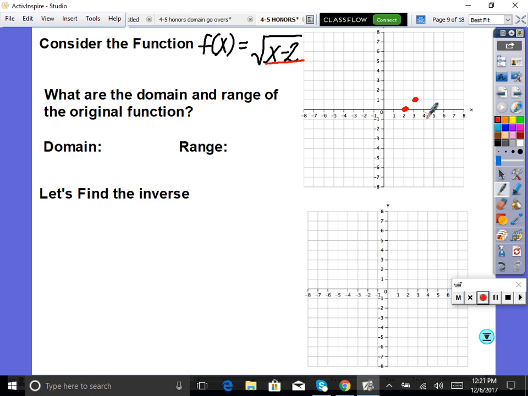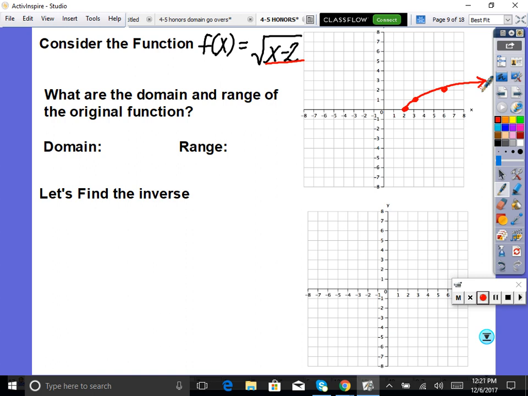Now look, if you plug in 4, it's going to be a decimal because that's the square root of 2. If you plug in 5, that's the square root of 3. If you plug in 6, square root of 4 is? 2. So over 6, up 2. Okay, that's good enough. I'm going to graph this. Okay, that is the function.